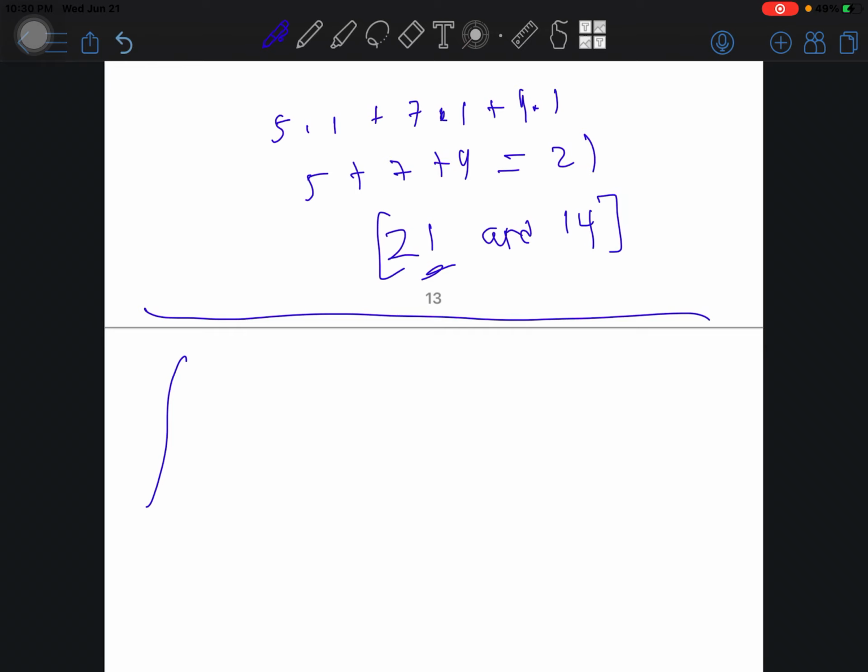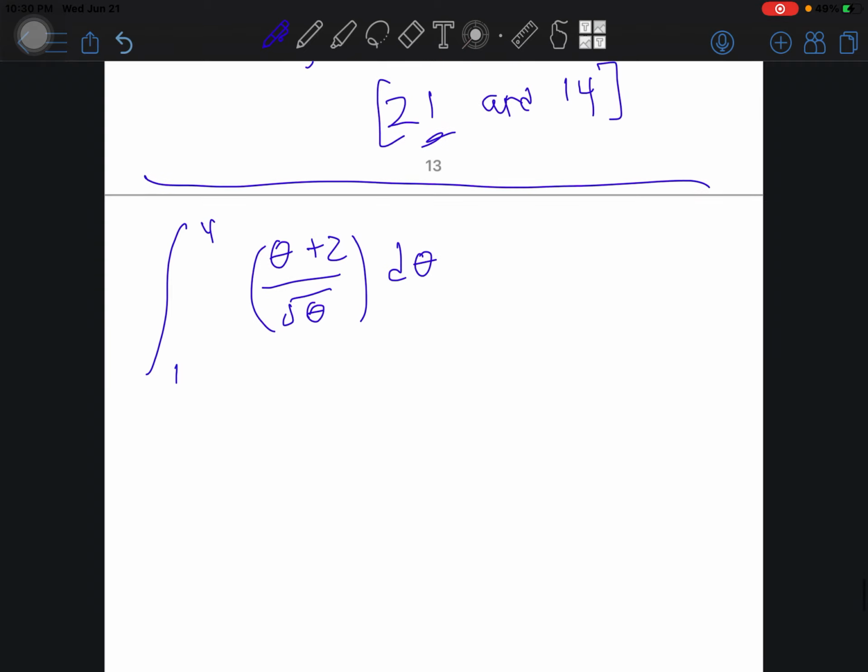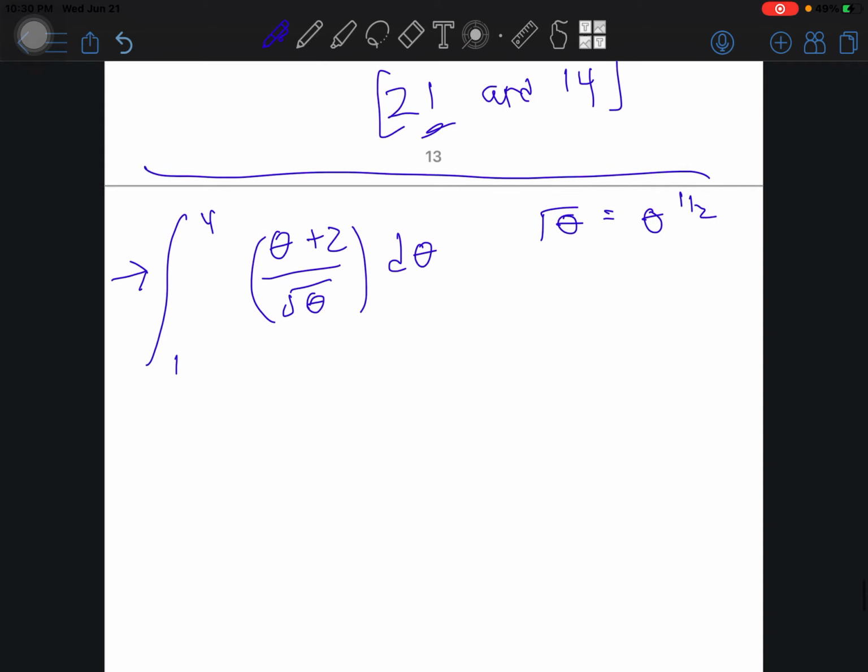So let's look at the second question. For the second question, they are asking us to find the integral from 1 to 4 of theta plus 2 over square root of theta, d theta. That's our second question. So this is the same procedure. You can pause the video and solve it, and then come and check your answer as well. So from here, what you need to do is simplify it first. You know that square root of theta is equal to theta power 1 over 2. So therefore, you simplify it in that way.